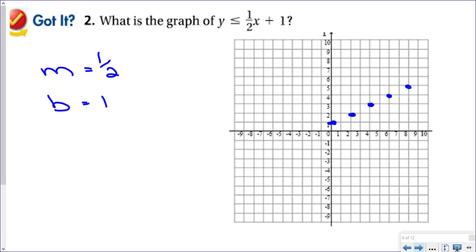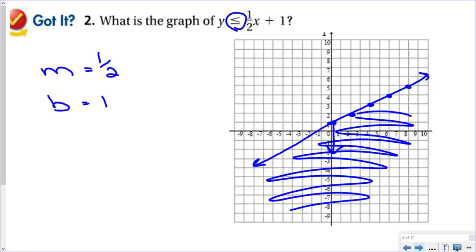All right, check to see if it's a solid line or a dotted line, and since there's a line underneath it, it is a solid line. Get some arrowheads on there, and now you're shading. You're either going to shade above or shade below. It reads y is less than. If y is less than, you shade below the line, like so.